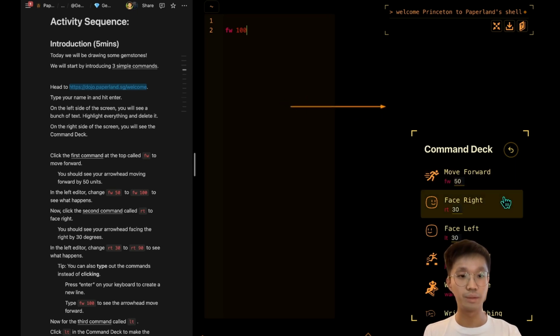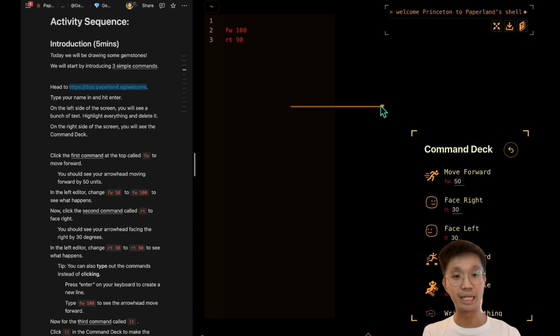The second would be face right. Click it, you'll notice that the arrowhead faced right by 30 degrees. Once again, we can change this 30 to say 90 degrees. So far, you've been clicking, but you could also type this out. So if I want to move forward, I will say FW space 50.